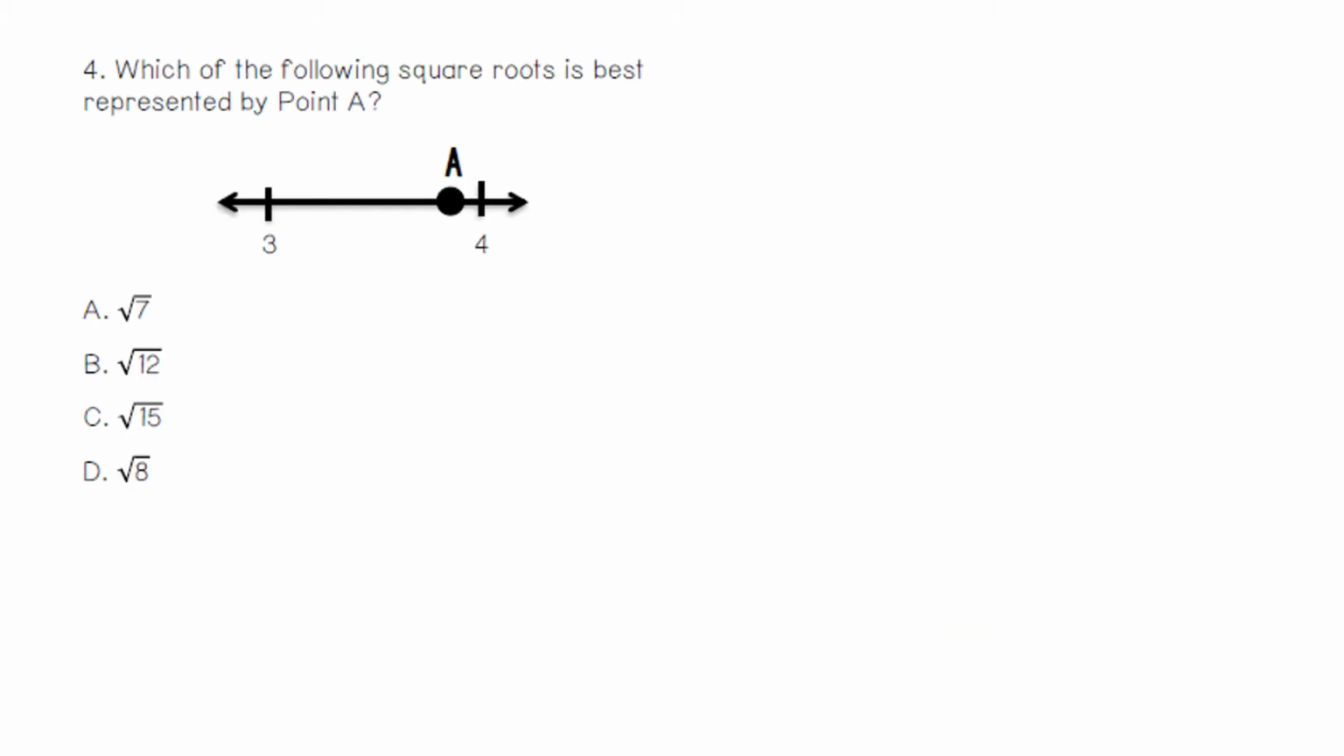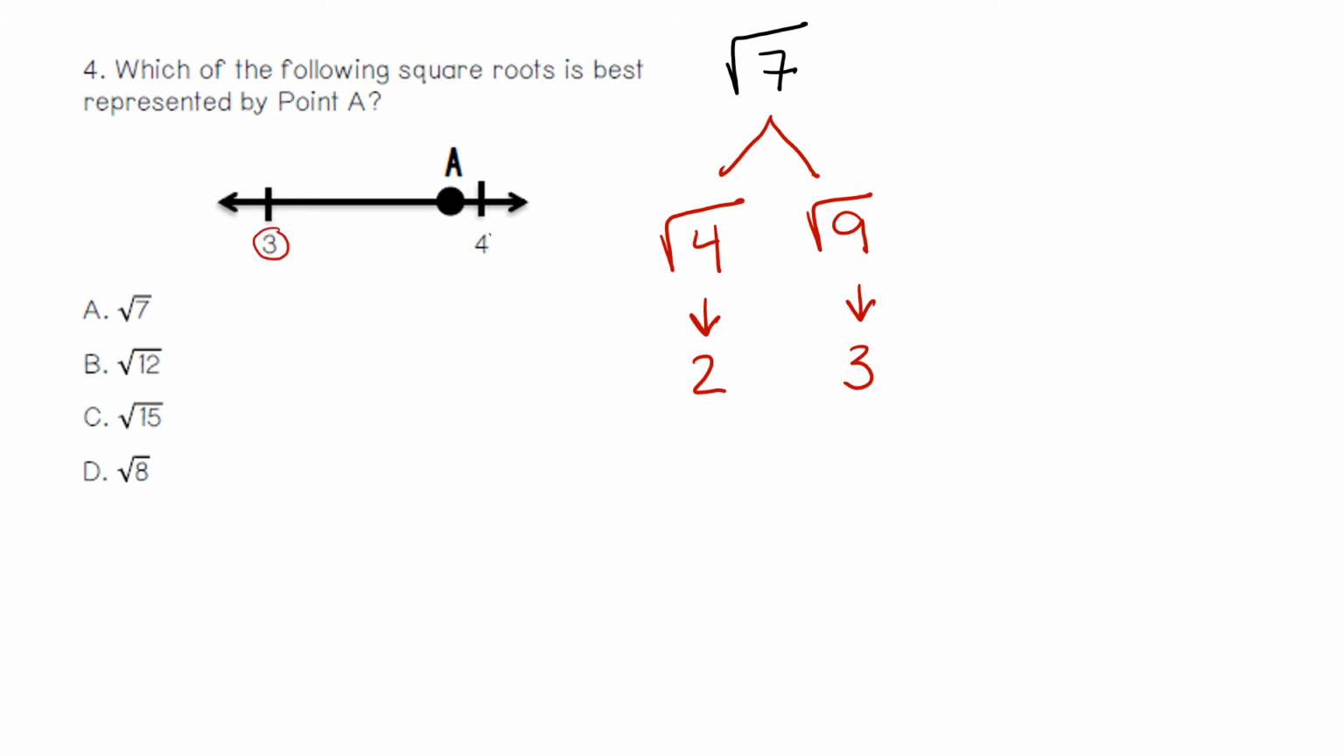Number 4, which of the following square roots is best represented by point A? So let's look at each answer choice. Our first answer choice is the square root of 7. We can't solve the square root of 7, so we break it apart. We can break it down into a smaller number, 4. The square root of 4 is 2, 2 times 2. And our larger number is going to be 9, the square root of 9 being 3, 3 times 3. 7 is in the middle of those two square roots. This number would fall between 2 and 3, but point A is between 3 and 4, we know that 7 is not a correct answer.